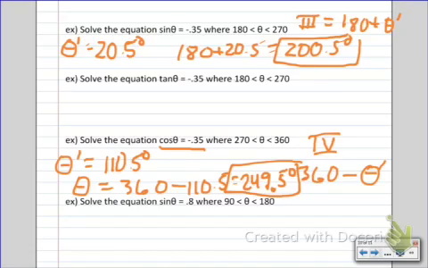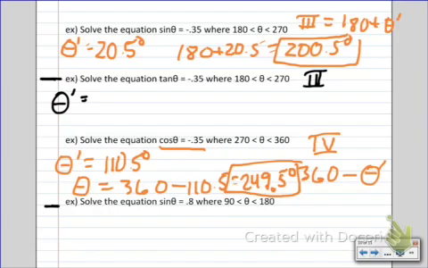Solve the equation. Tangent is negative 0.35 between 180 and 270. And then the last one, sine is 0.8, where it's between 90 and 180. So pause, go ahead and see if you can do those two on your own. Okay, hopefully you're back now. Maybe you did that with a partner. So this first one, solve the equation tangent theta equals negative 0.35 between 180 and 270. Again, that's in quadrant 3, so we're going to take 180 plus.